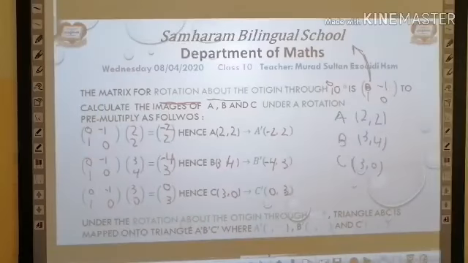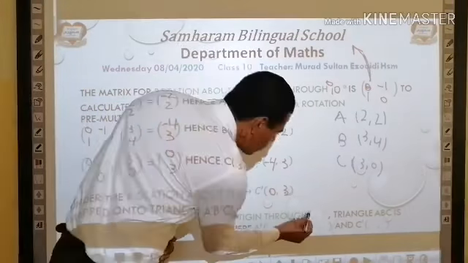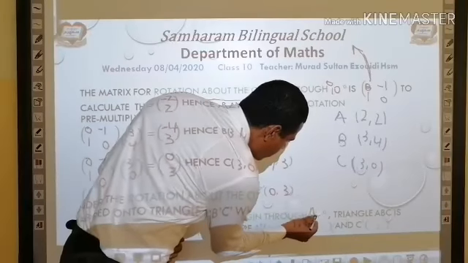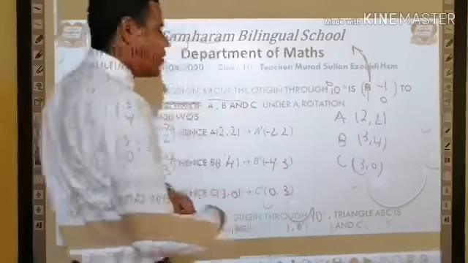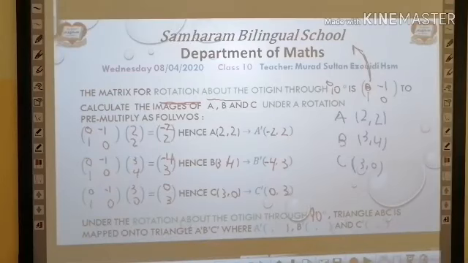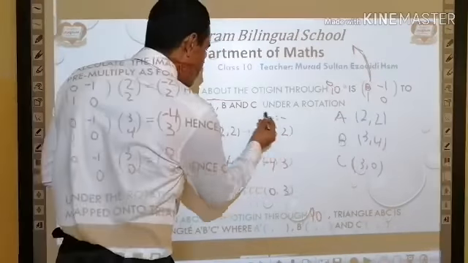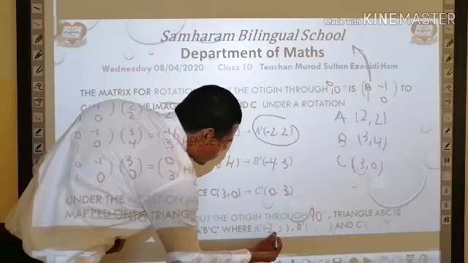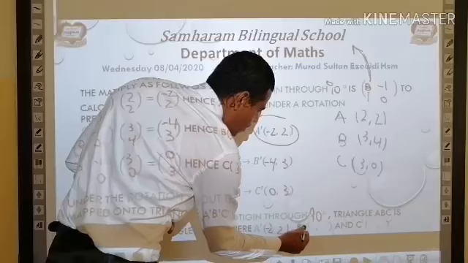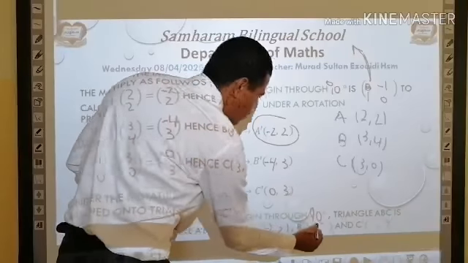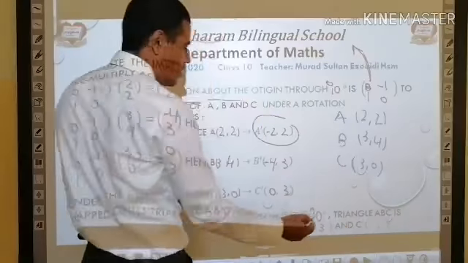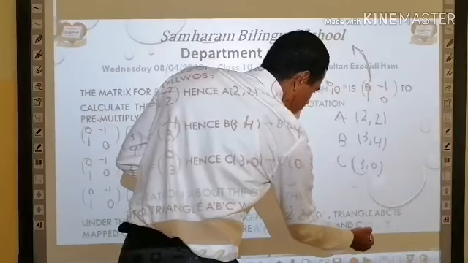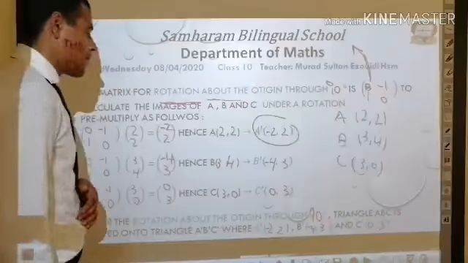Then, as a conclusion, in the rotation about the origin through 90 degrees, triangle ABC is mapped into triangle A prime, B prime, C prime, where, as we found, A prime is negative 2, 2. Good. And B prime is negative 4, 3. Good. And C prime has coordinates of 0, 3. Okay? The next.